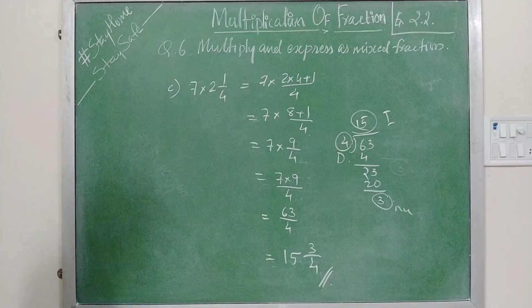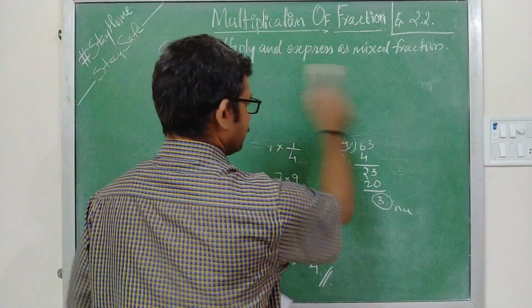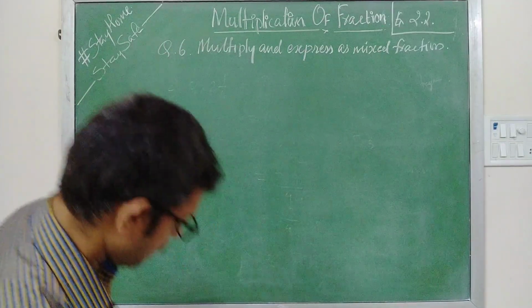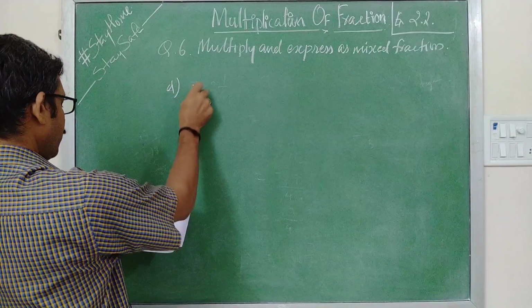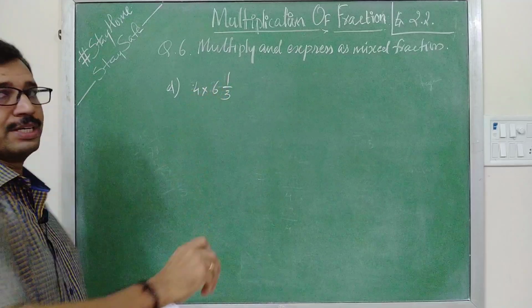Fine. We'll move to the other sum. Now here is the fourth sum. In the fourth sum, it is 4 into 6 integer 1 upon 3.